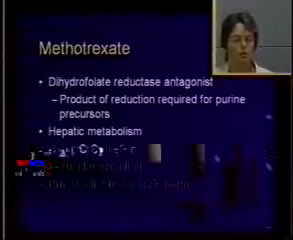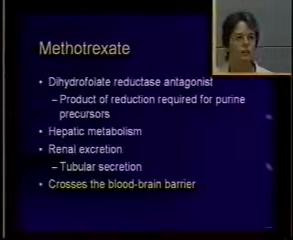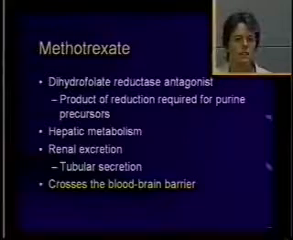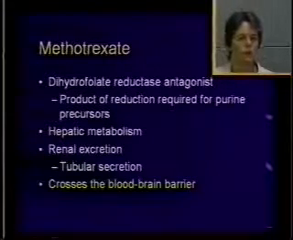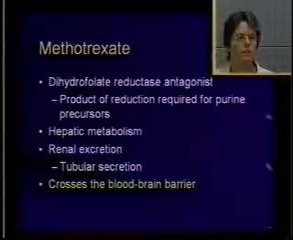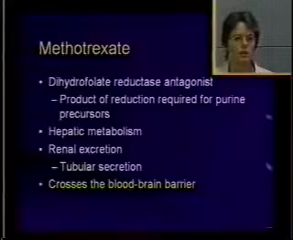Methotrexate, although it is not a purine or pyrimidine analog, it is a dihydrofolate reductase antagonist. And so by inhibiting this enzyme, dihydrofolate reductase, it prevents the production of a product that is required for purine precursors. And so it actually eliminates some of these purine precursors that are necessary, again, for DNA synthesis.